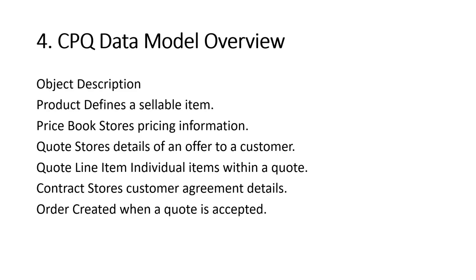And the CPQ data model overview. Let's understand the data model. It starts with the product. Product defines the sellable item, and price book stores pricing information. Quote is the primary object that stores details of an offer to a customer. Quote line item is an individual item within a quote, and contract stores customer agreement details. And order is created when a quote is accepted by the customer.